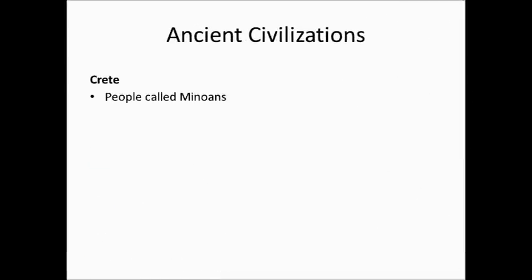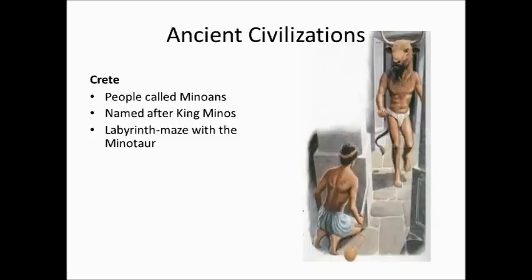Okay, so two ancient civilizations we want to talk about. One is Crete, and the people that lived on Crete were called Minoans. They were named after their most famous king, King Minos. And he's the same guy that had the labyrinth underneath of his palace, where the mythical creature known as the Minotaur existed. You know, the guy that had the body of a man but the head of a bull. Hey, are the Egyptians involved in this? Who knows?